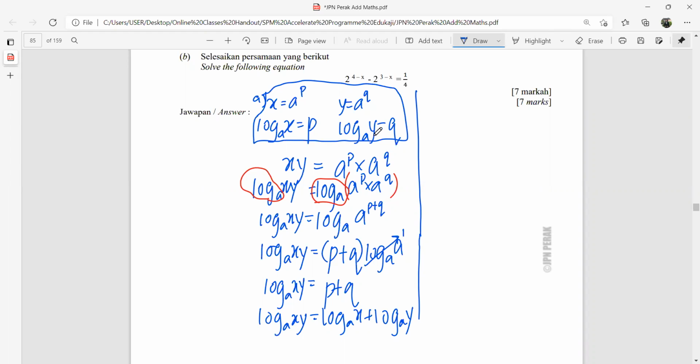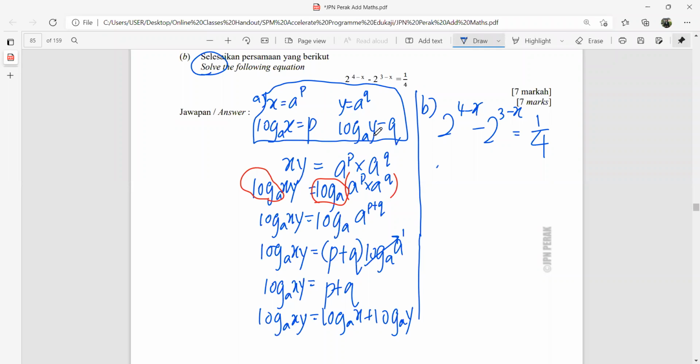Okay, and question B, they want you to solve this. So how to solve? I want to tell you that you don't simply go and use the index a power m divided by a power n equals minus. Cannot. So you have to know how to do it. Okay, can or not?